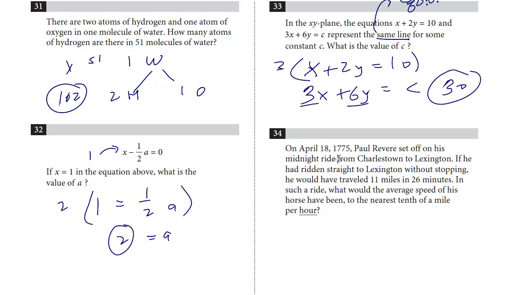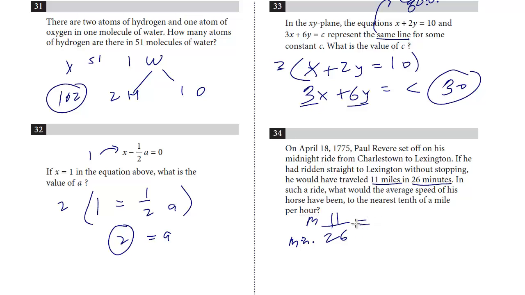On April 18th, 1775, Paul Revere set off on his midnight ride from Charlestown to Lexington. If he had ridden straight to Lexington without stopping, he would have traveled 11 miles in 26 minutes. In such a ride, what would the average speed of his horse have been to the nearest tenth of a mile per hour? So this is a rate question. If he had ridden straight through 11 miles in 26 minutes, we're going to set up a proportion, 11 miles and 26. Just remember, on top we have miles, and on the bottom we have minutes. And we have to figure out his speed per hour.